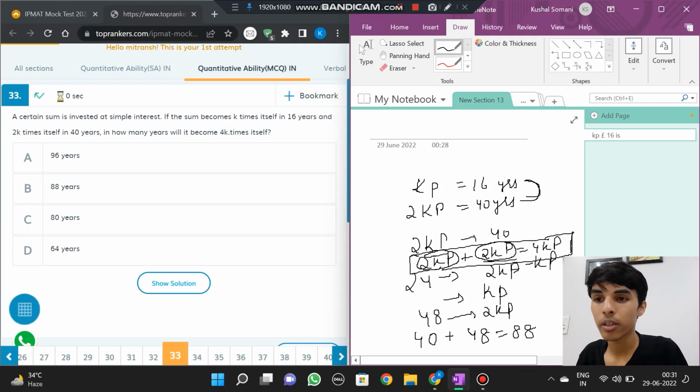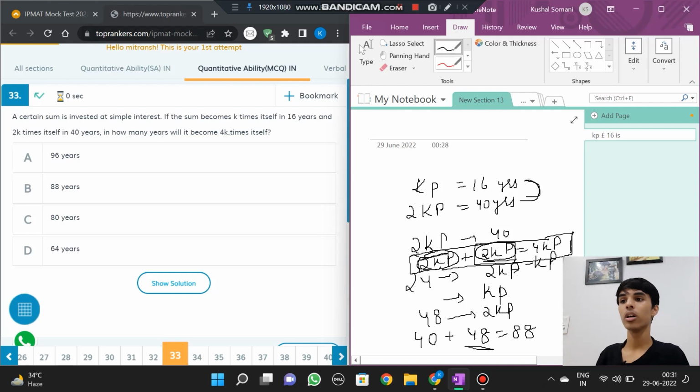This amount is converted in 40 years, and this interest is earned in 48 years, which we'll calculate here. Hence, the total number of years taken to become 4k times itself is nothing but the sum of these two values, that is 88 years.